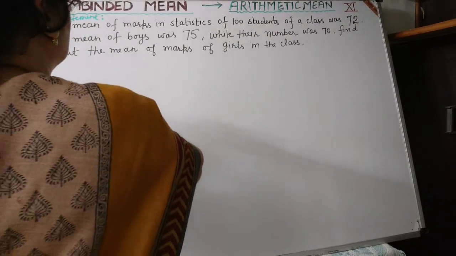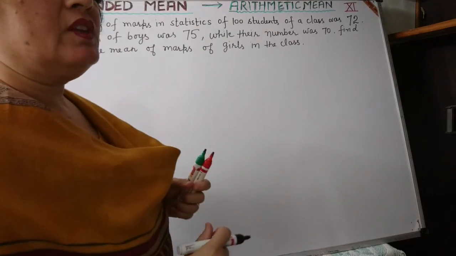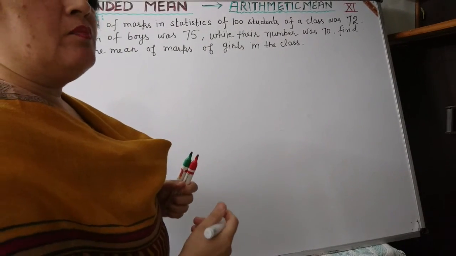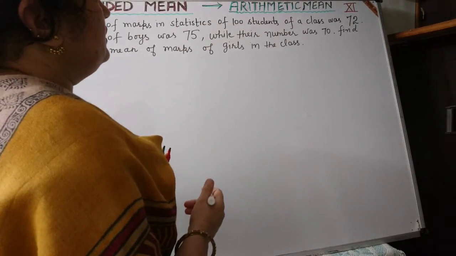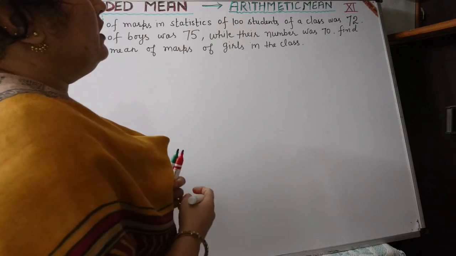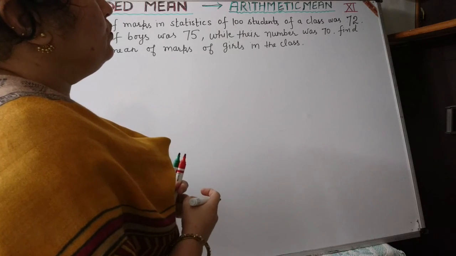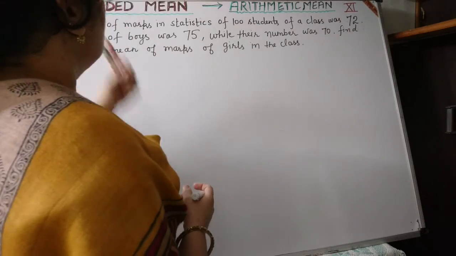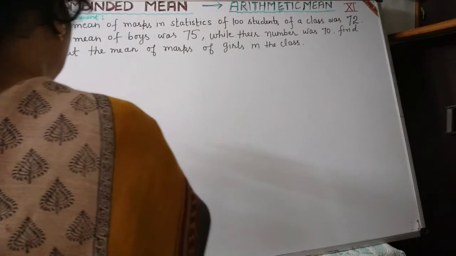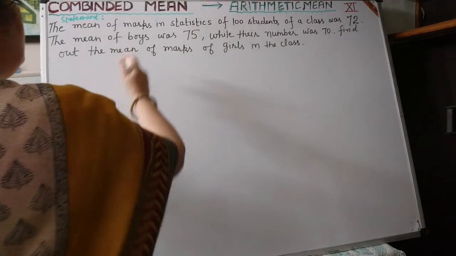Which is combined mean. When we know the number of items and arithmetic mean of two or more than two series, then we can use combined mean. So let us start. Here the statement is given.